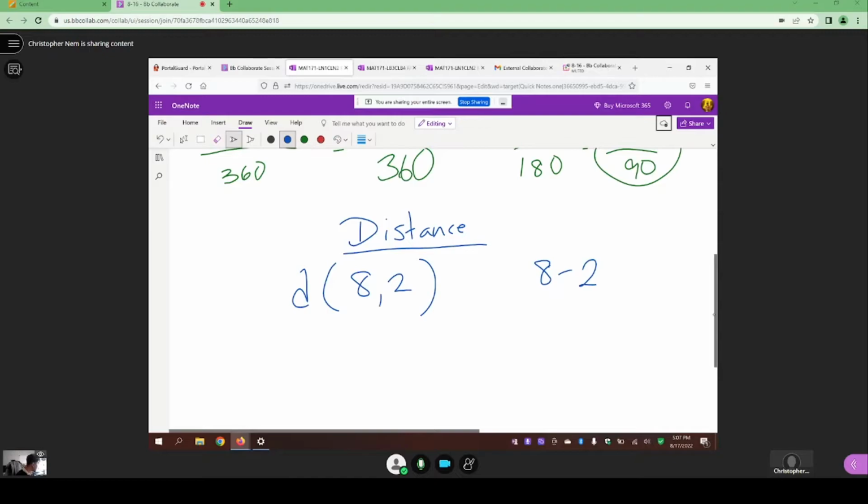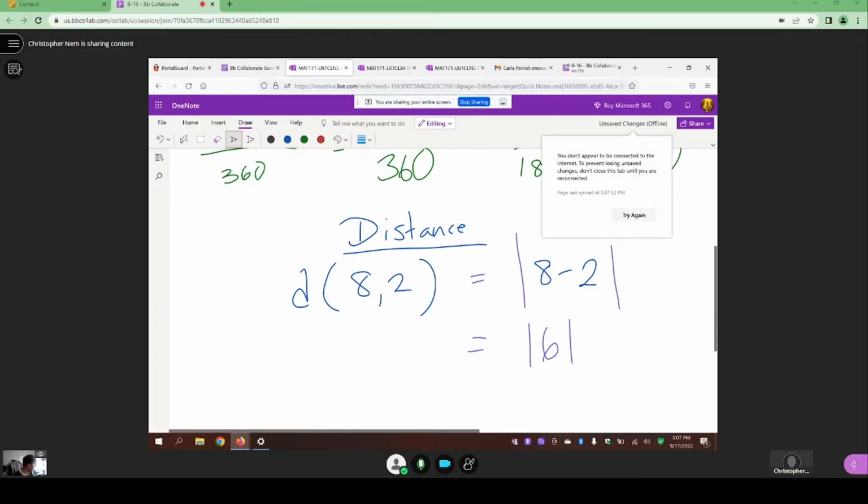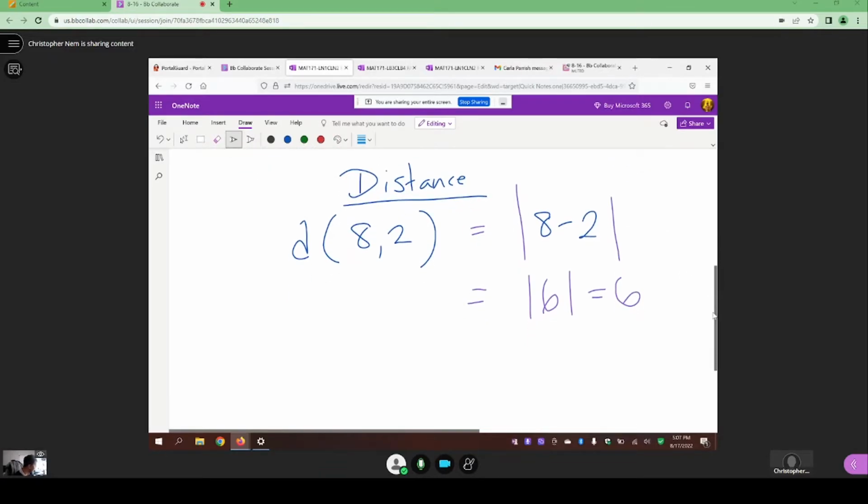So what we could do is introduce a terminology called the absolute value function. And what the absolute value function does is that it'll take anything inside the absolute value and it'll turn it positive. If the answer is already positive, it stays positive. However, if I did distance of 2 comma 8 and I get 2 minus 8, well, that's just negative 6. And the absolute value of negative 6 is positive 6.